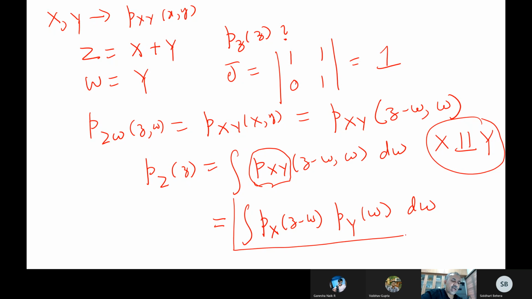What is this integral known as? Can anybody identify? It is a special integral with z minus w and w, two terms. In structural dynamics, you would have seen this type of integral. In dynamics, like the impulse response function, if I want to find the response x of t for any arbitrary force, you remember what type of integral you use?